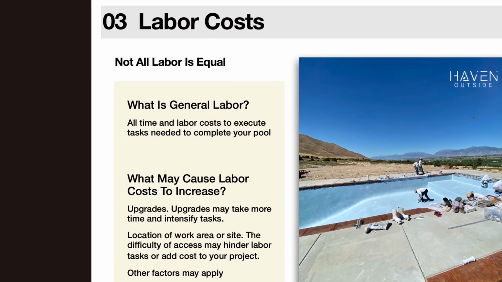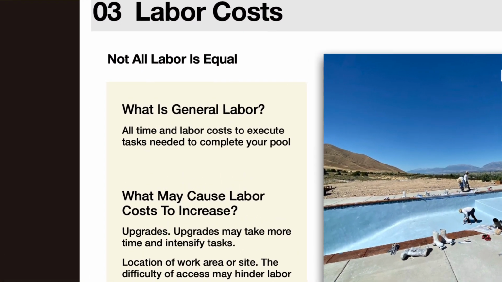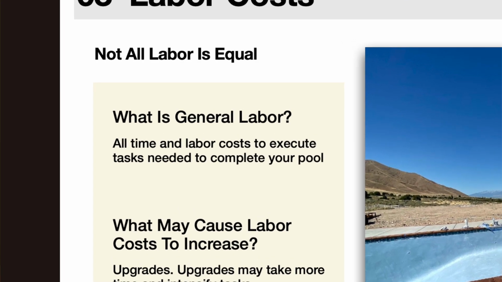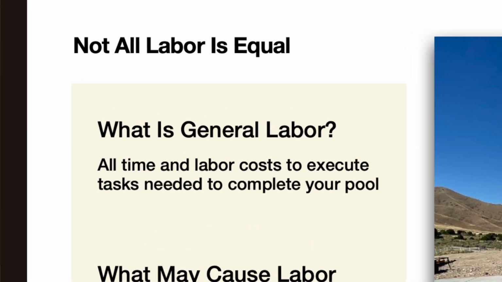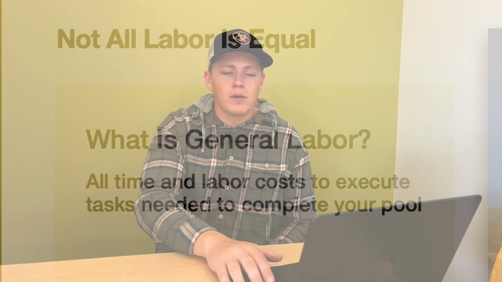Next, we have our labor costs. What is general labor? All the time and labor costs to execute tasks needed to complete your pool. That's a pretty general explanation. However, it's really important to consider labor because labor can be overlooked. In some cases, labor is the only thing necessary to complete a task.